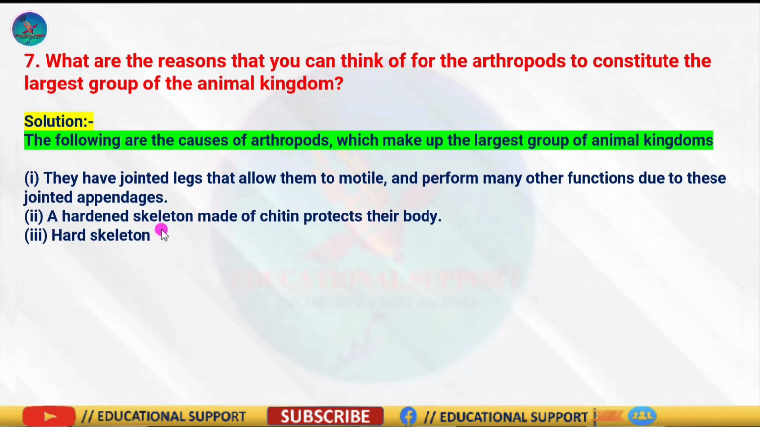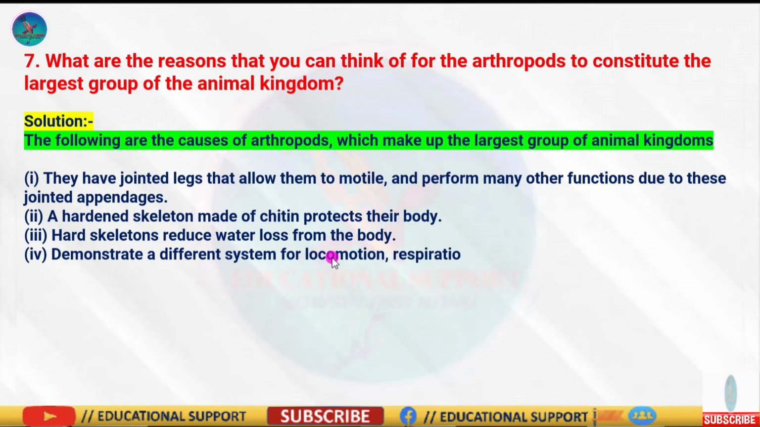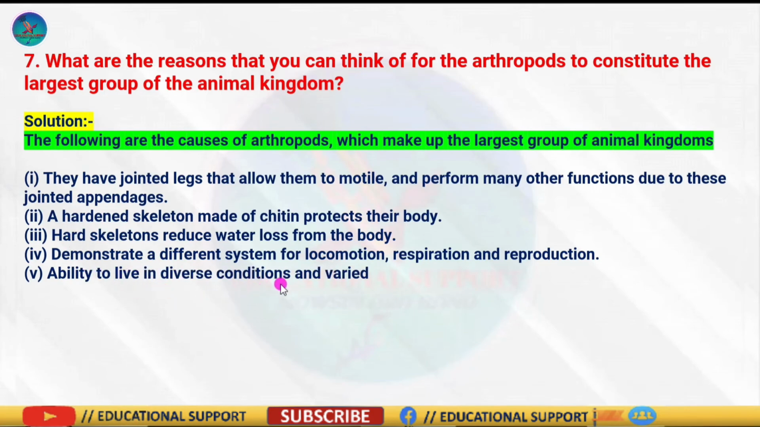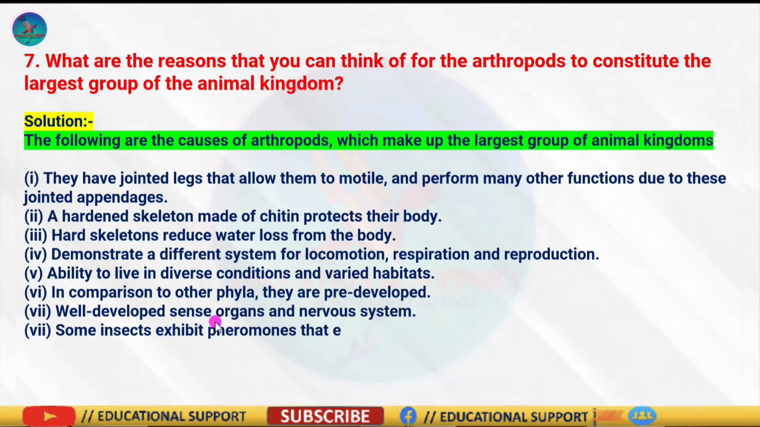The hard exoskeleton also reduces water loss from the body of arthropods, making them more adapted to terrestrial conditions; different systems for locomotion, respiration and reproduction; an ability to live in diverse conditions and varied habitats; and well developed sense organs and nervous systems.